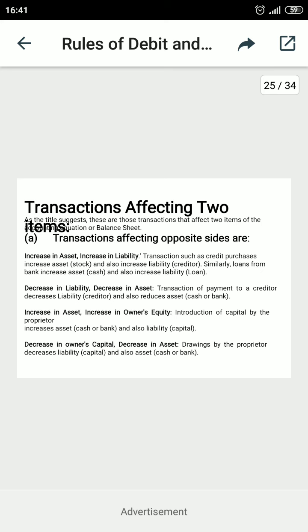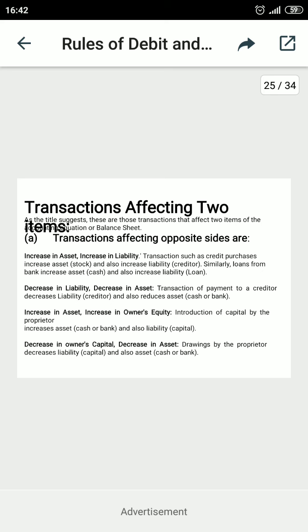Now the decrease in liabilities and the decrease in assets, the next transaction. Next, payment to the creditors. When payment is done, the cash is going down. Cash is an asset. So the asset is going down and decreasing. And now the amount payable to the supplier is also going down, meaning it decreases as a liability. Liability is decreasing now. So both assets and liabilities are decreasing.